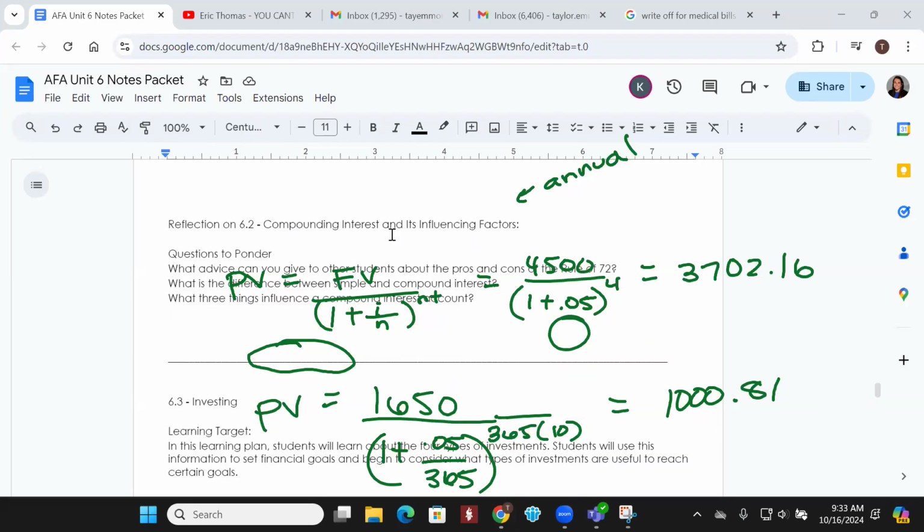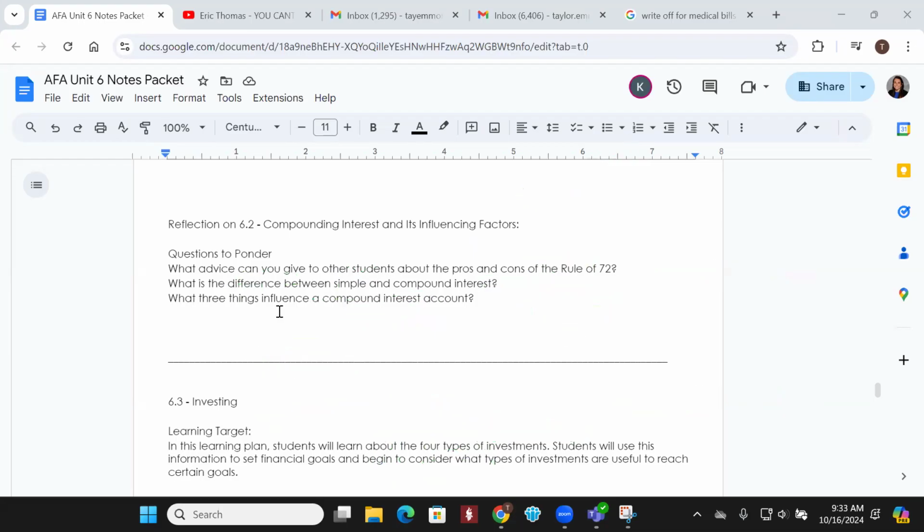Go ahead and I want you to think about these 3 questions. What advice can you give to other students about pros and cons of the rule of 72? And then what is the difference between simple and compound interest? And then what are 3 things that influence a compound interest account? Okay, take a moment, answer those 3 things. You can talk to a neighbor about it. And then we're going to move on to the next part.